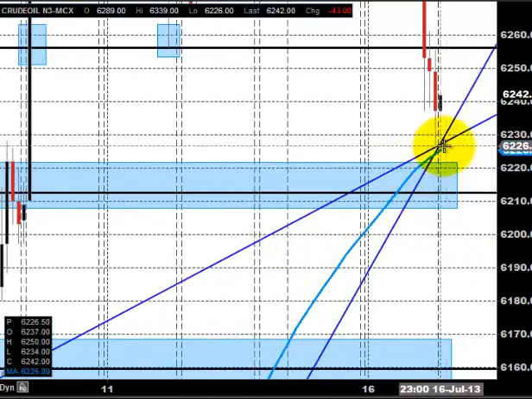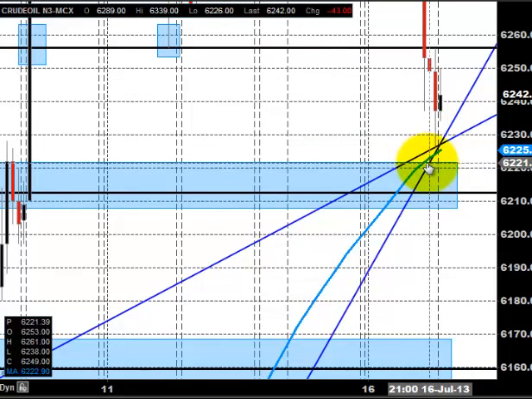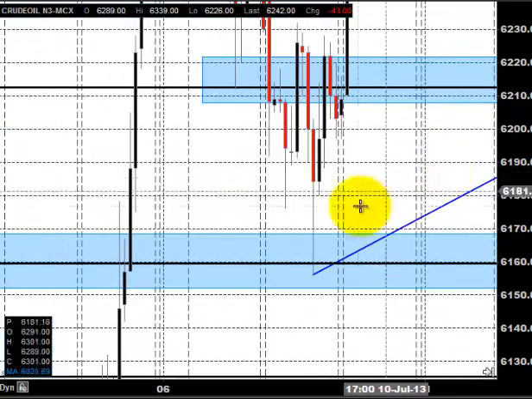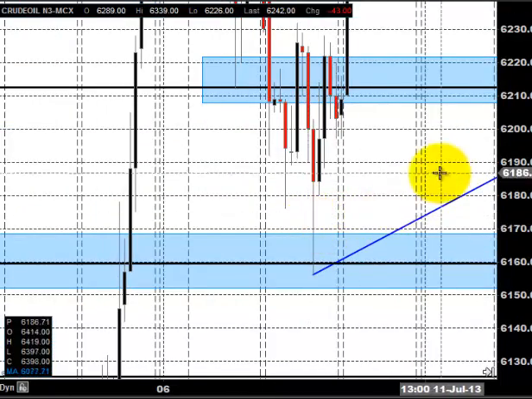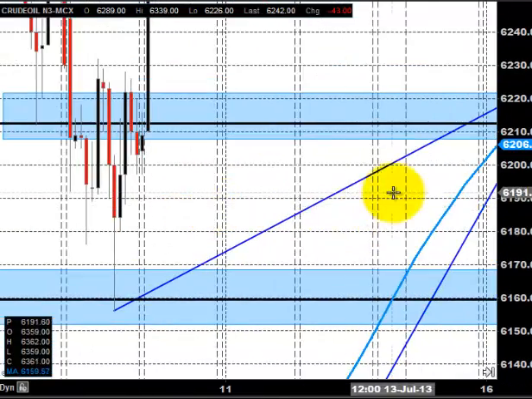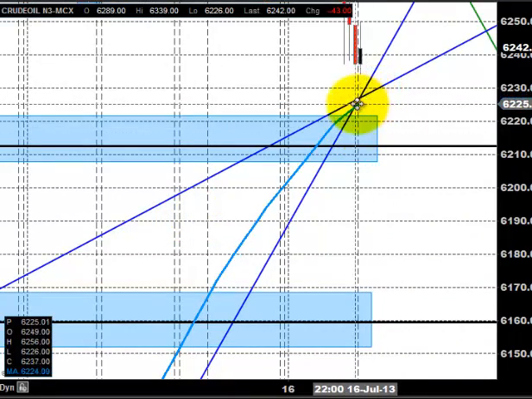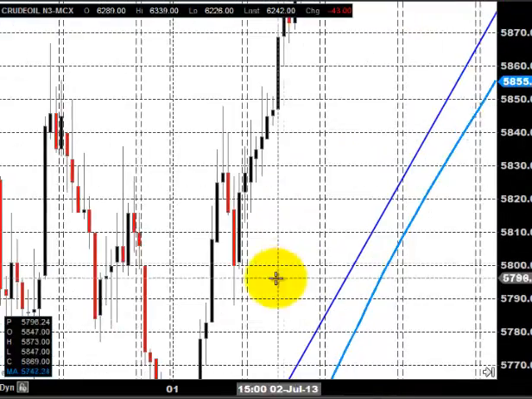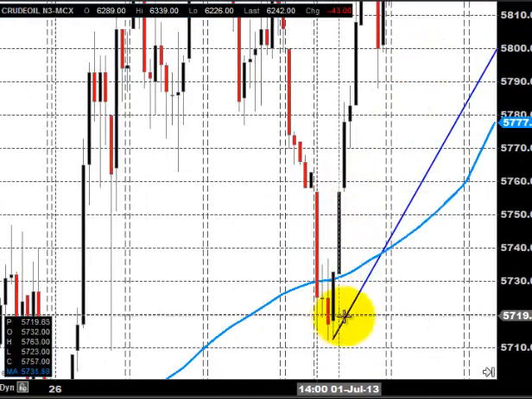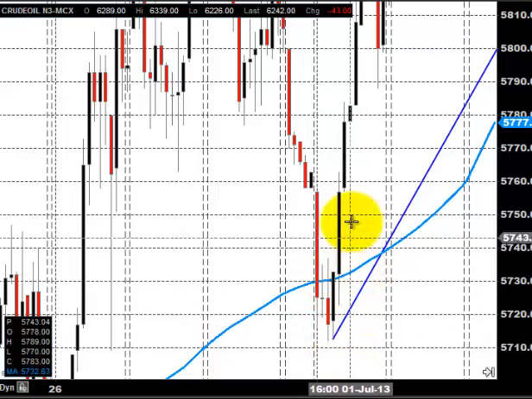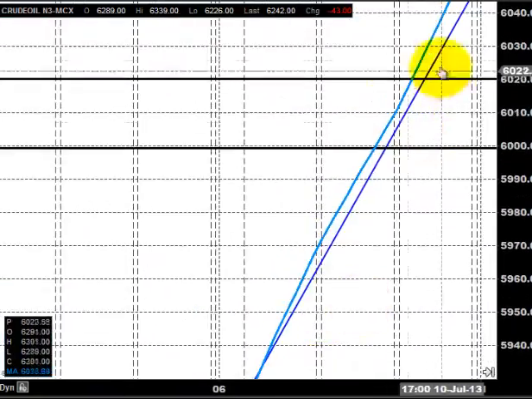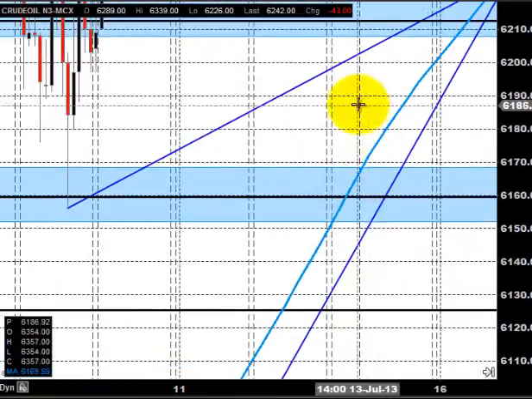Now I am going to check whether I had modified it properly, whether I had connected the two points properly. This is the low that was created yesterday and the low that was created on the 9th of July. Yes, it was connected properly. The low created yesterday and the low created on July 1st, where the market turned its momentum, broke the average and started picking up momentum. Yes, now it's correct. This is a way of checking the trend line when you modify it.